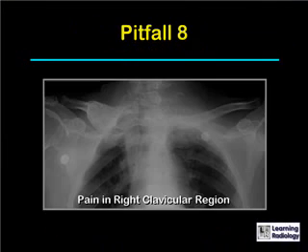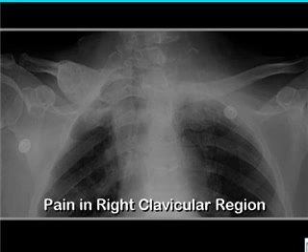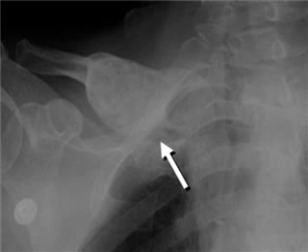Here's the next example. This is the upper half of a chest x-ray in which the patient was complaining of pain in the right clavicular region. What do you think? Well, if you saw this large exuberant callus formation, you would have noticed that there in fact is a healed fracture of the right clavicle.